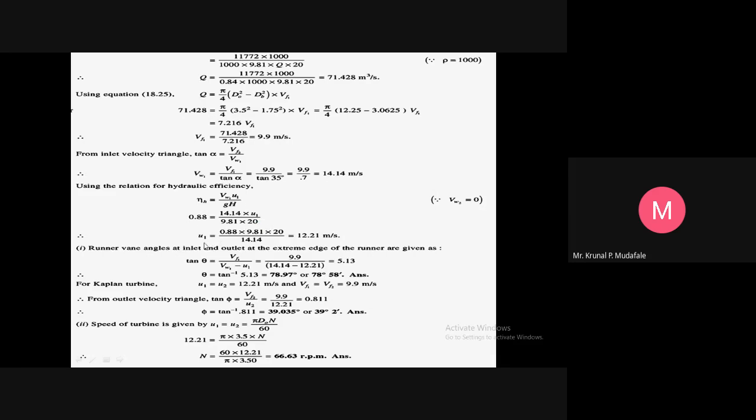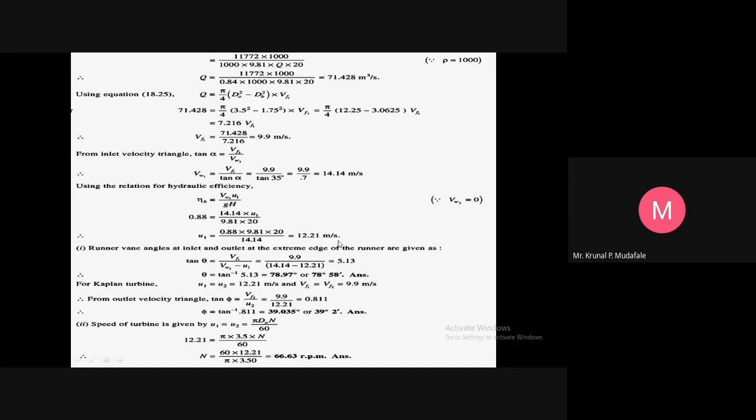That is the peripheral velocity at the inlet, right? So from this equation, you will get the value for U1, that is 0.88 multiplied by 9.81 multiplied by 20 divided by 14.14. So the peripheral velocity at the inlet is 12.21 meters per second.